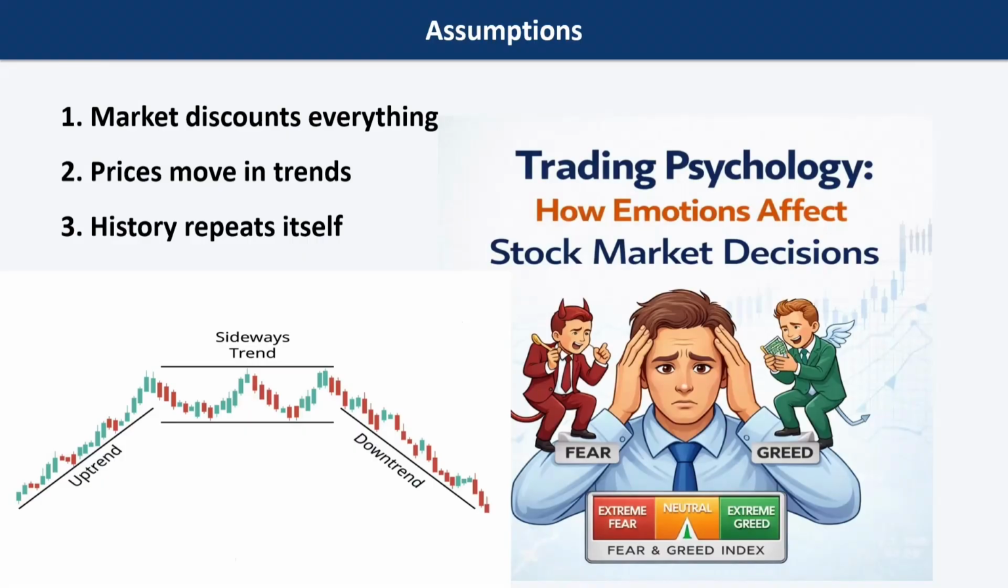So what you have understood here is that stock prices usually move in an upward trend, downward trend or sideways trend rather than randomly.